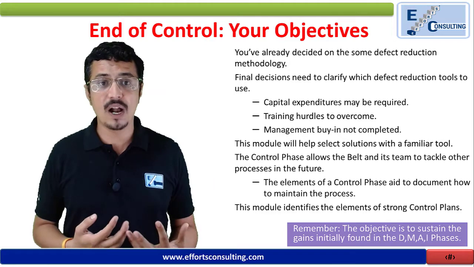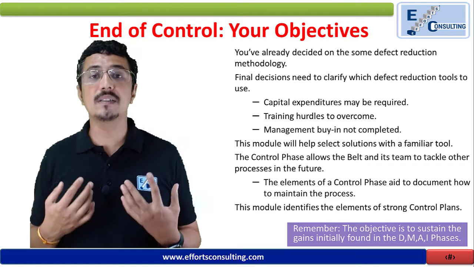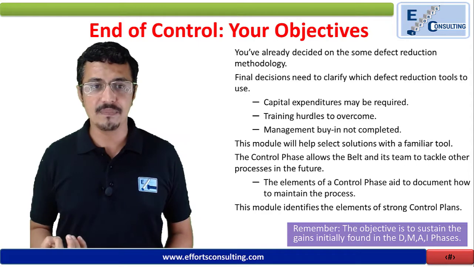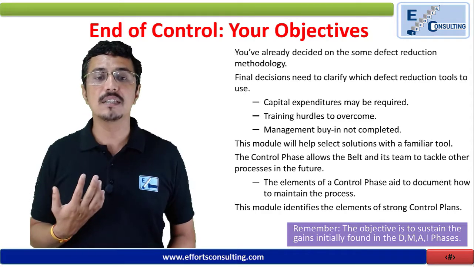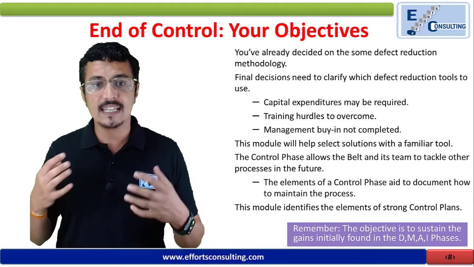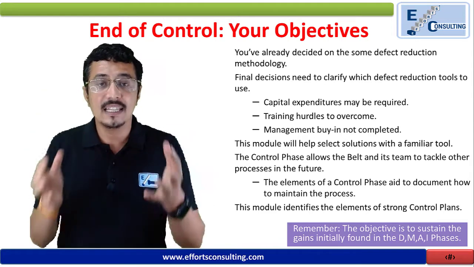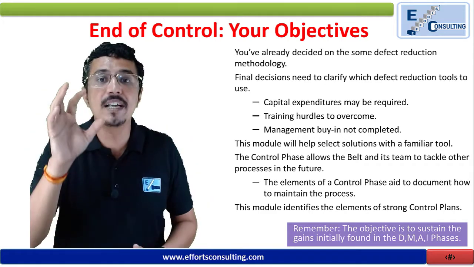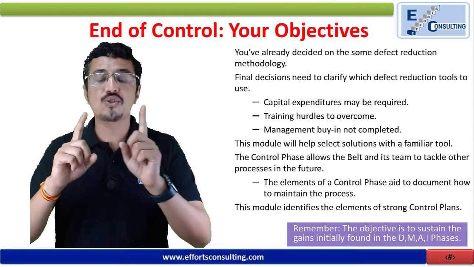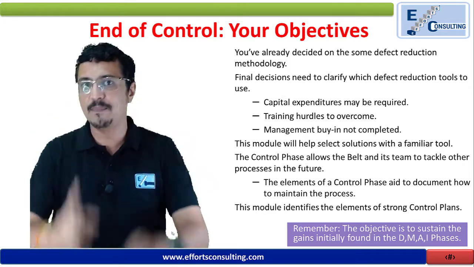Capital expenditure may be required, training hurdles, some resource requirements you have, and this module will help you select the right kind of solution or a familiar tool. The control phase allows the belt and its team to tackle other processes in the future, and the elements of the control phase aid in documenting how to maintain the process, and this module identifies the elements of strong control plans. Remember, the objective is to sustain the gains initially found in the define, measure, analyze and improve phases.